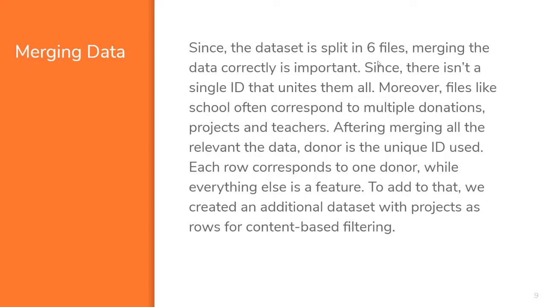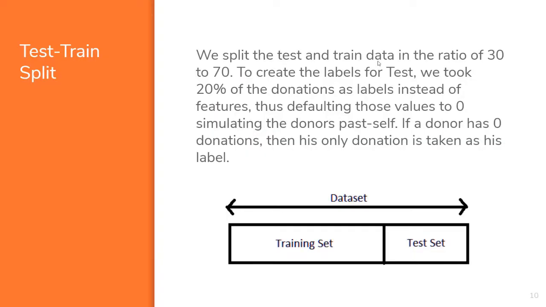After merging the data, we will have 2 datasets. One dataset will have donors as a row, and the other will have projects as a row, which we will use for content-based filtering. Now let's move on to the test train split.